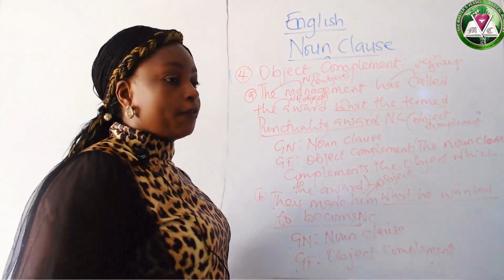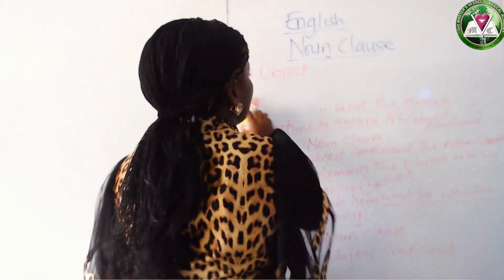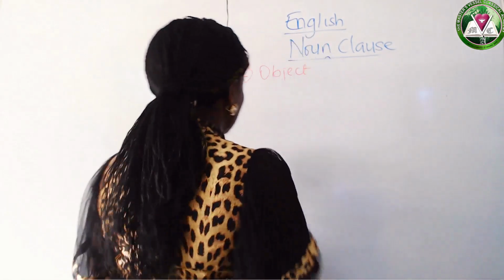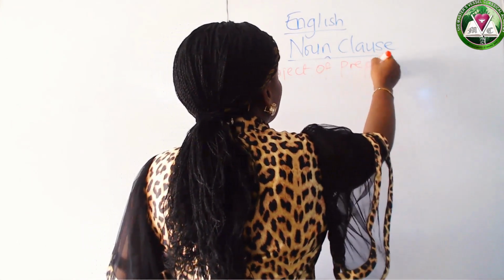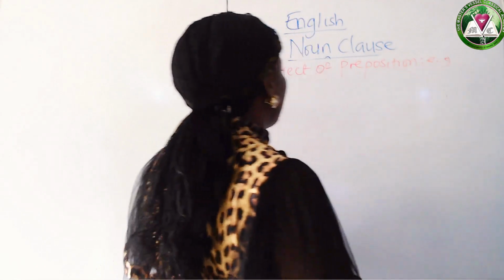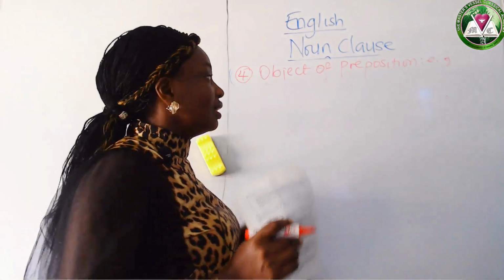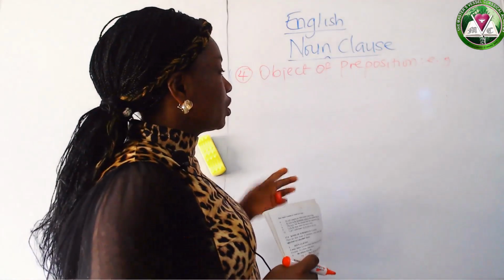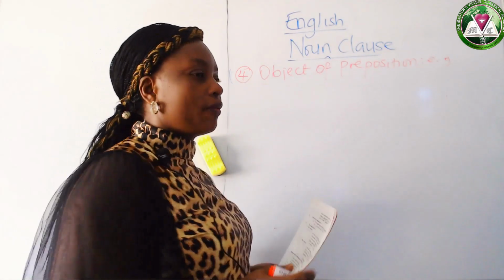Okay, we are moving over to the fifth one, which is object of a preposition. This is when the noun clause functions as the object of a preposition. In object of a preposition, simply the noun clause appears immediately after a preposition in a sentence. The noun clause appears immediately after the preposition and is governed by it. So we say it's object of that preposition that appears before it.